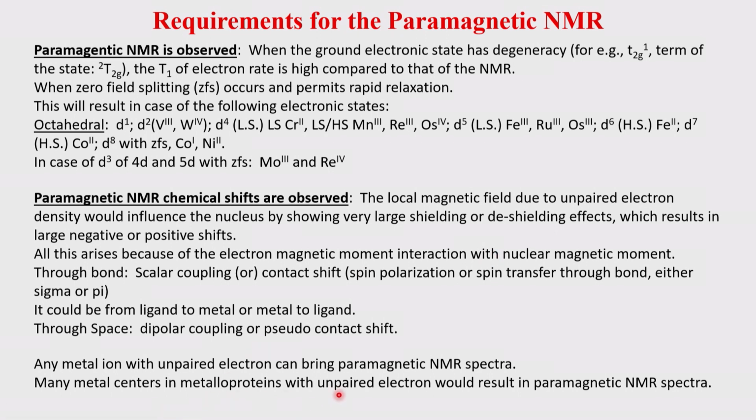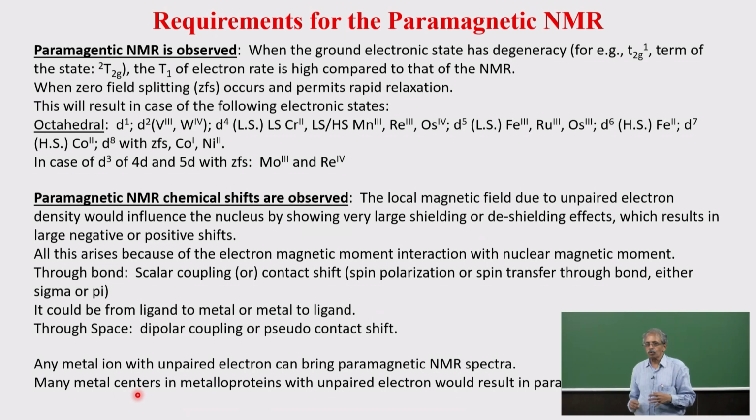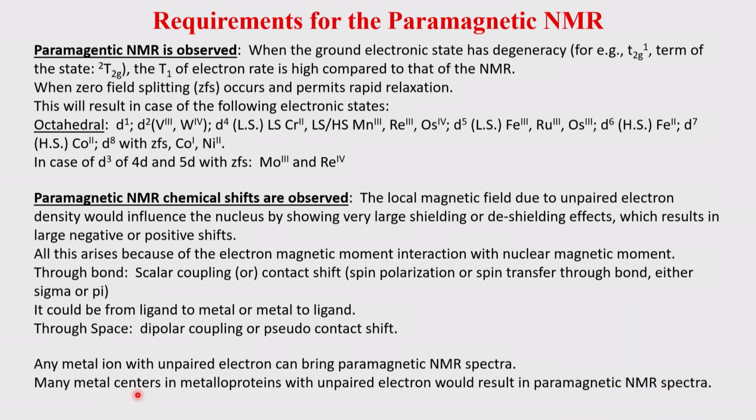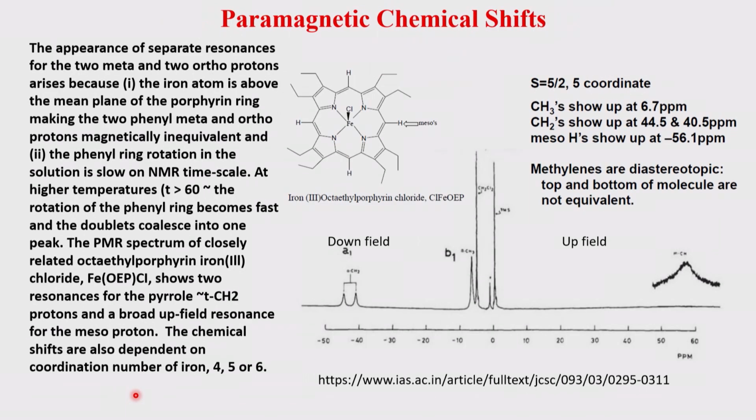So any metal ion with unpaired electrons can bring paramagnetic NMR. And if you look at metalloproteins, a huge number are iron based, copper based, nickel based, manganese based, and so on, all of these, of course, other than zinc, because zinc 2 plus is diamagnetic. So almost all others, cobalt, nickel, iron, copper, and manganese, will have it. Therefore you have a large number of paramagnetic species.